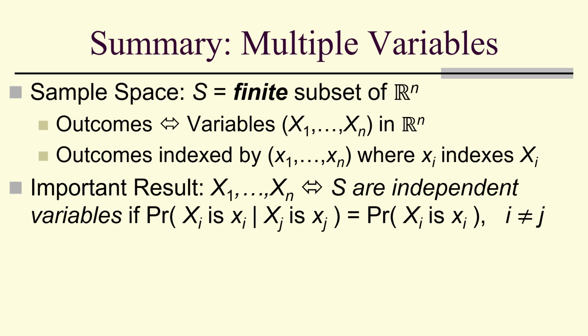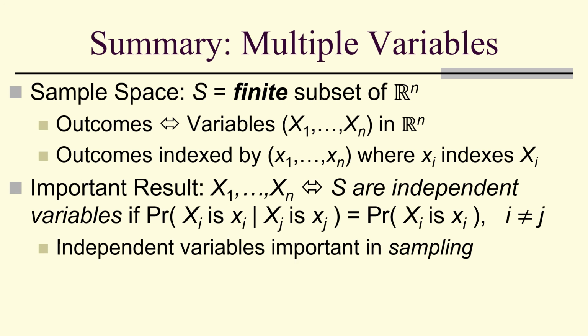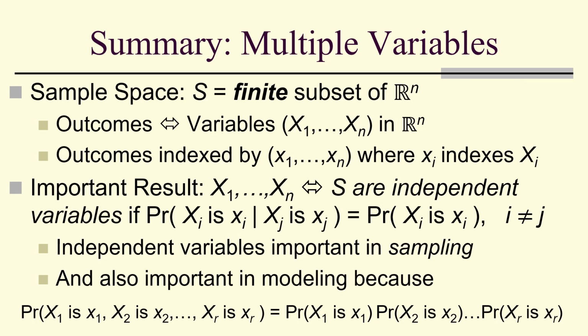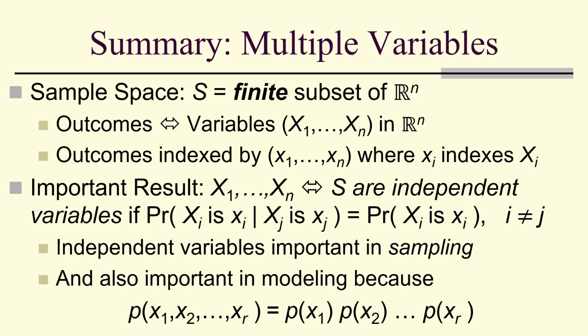An important result we just touched on is the concept of independent variables. Independent variables are very important in sampling and also in modeling because we have this joint probability distribution as the product of the individual probabilities. We'll see this quite a lot going forward.